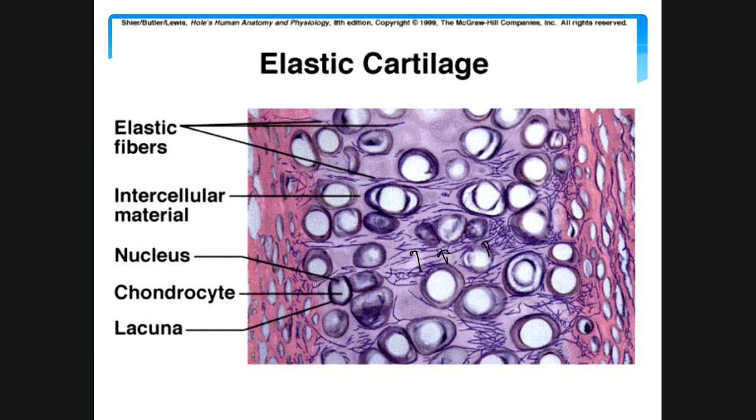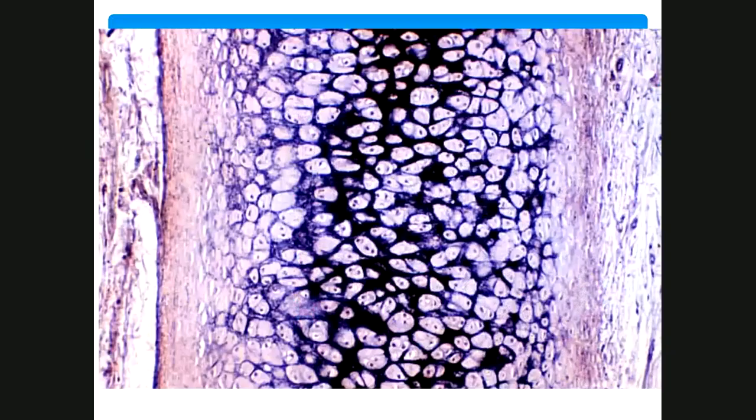You blow that up, here are those elastic fibers in here. And if you look at it here, this black that you see, this stuff, those are elastic fibers. And since you have so many elastic fibers, this tissue is stretchy. It has stretch, and just like a rubber band, it will snap back to its original position. It has recoil.